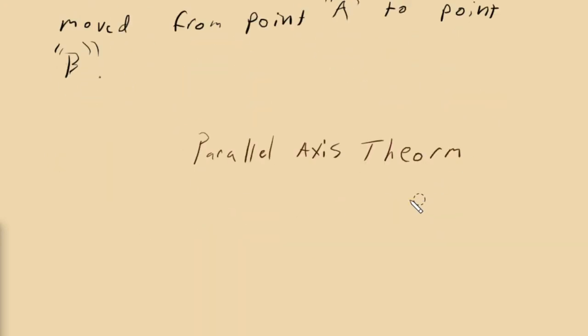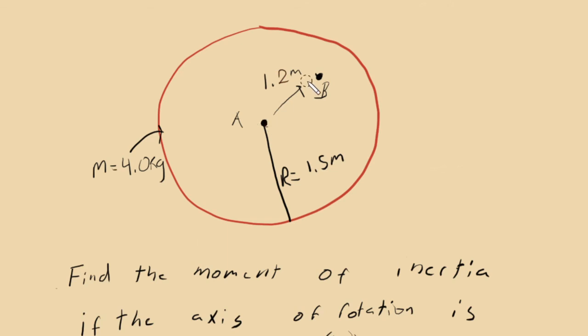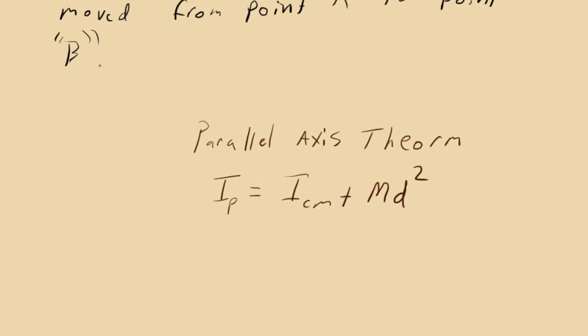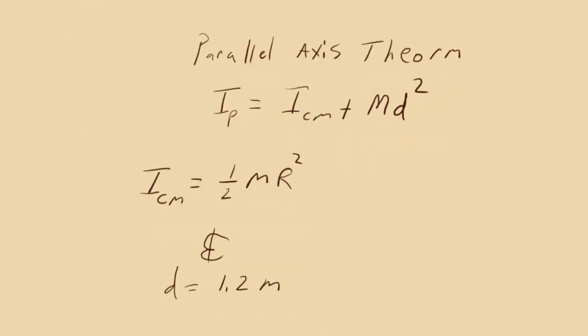Anyways, the parallel axis theorem tells us that the moment of inertia at some point in an object is equal to the moment of inertia at center of mass, so that was that 1/2 mr squared that we saw from our table, plus the mass of the object times the distance squared. And this distance is the distance that we traveled here from A to B, which in this case is just 1.2 meters. And then, of course, we know I center of mass, so I center of mass is represented there, and our d is 1.2.